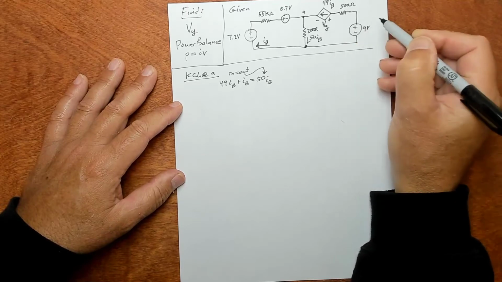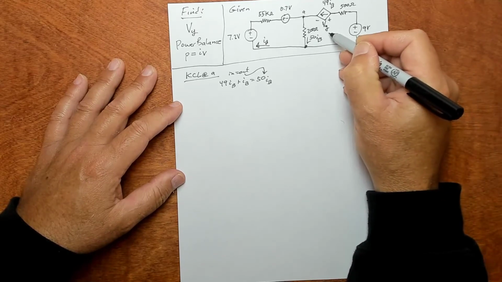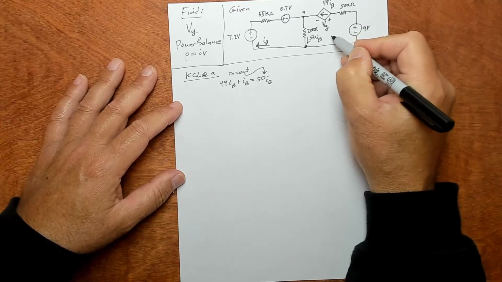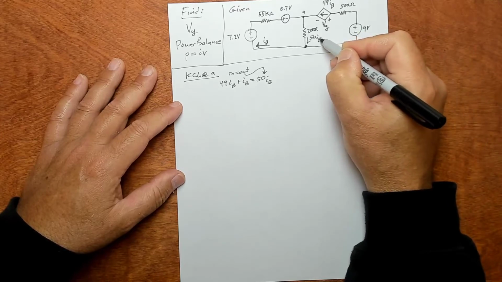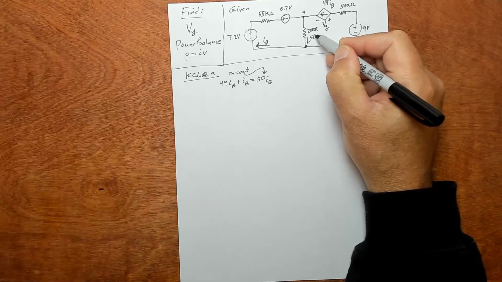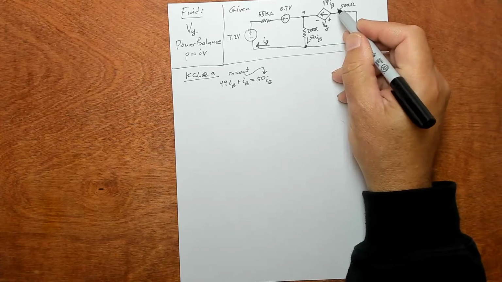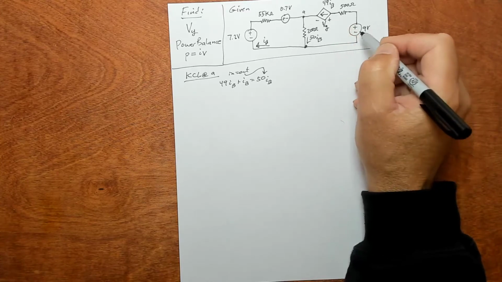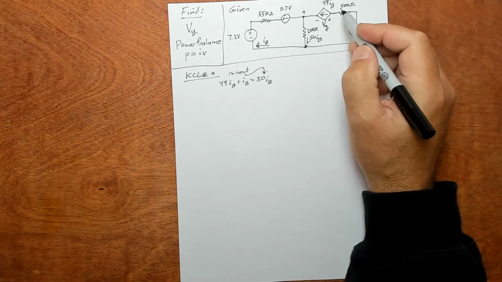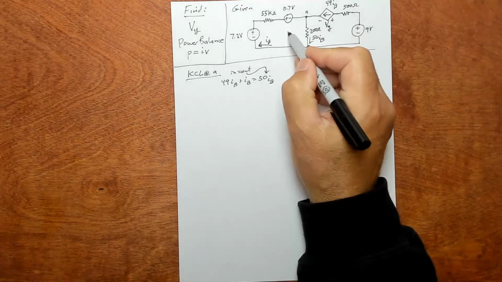If we do this loop, we have 9 volts given, 50 I beta volts given here, and 49 I beta here. There's going to be 2 unknowns in there, I beta and Vy. So let's not do that right now. Let's look at this guy right here.